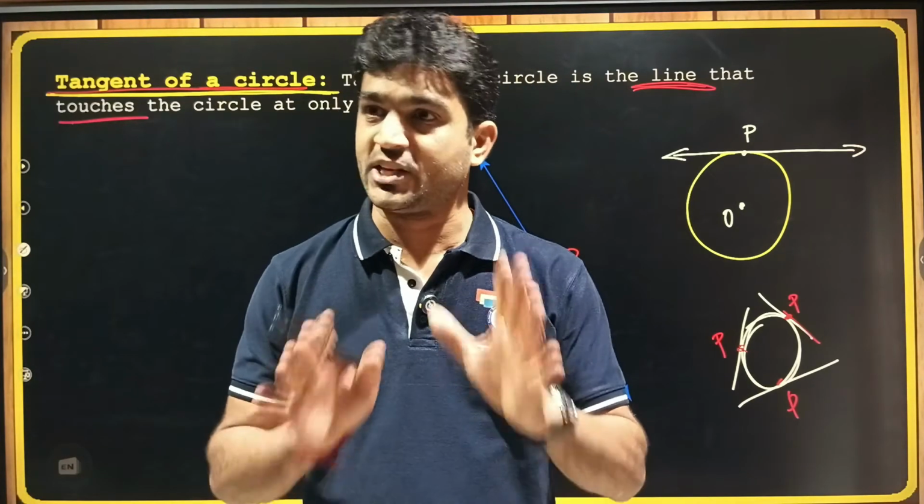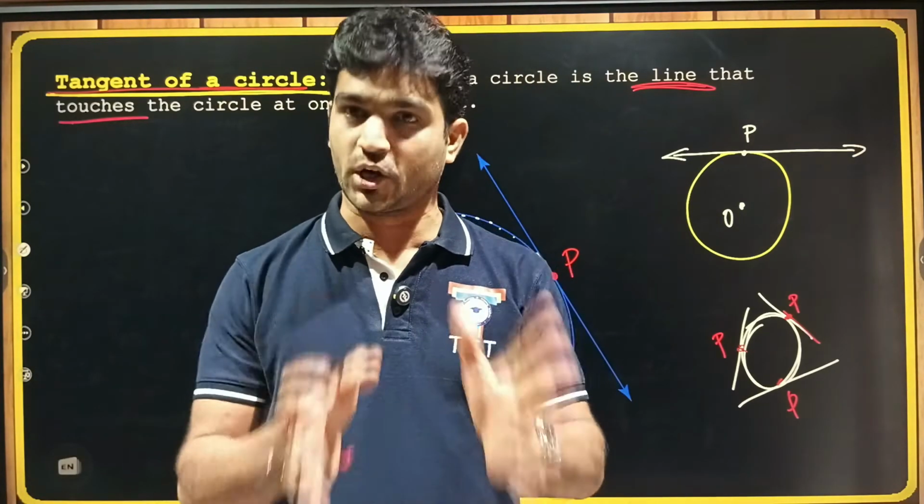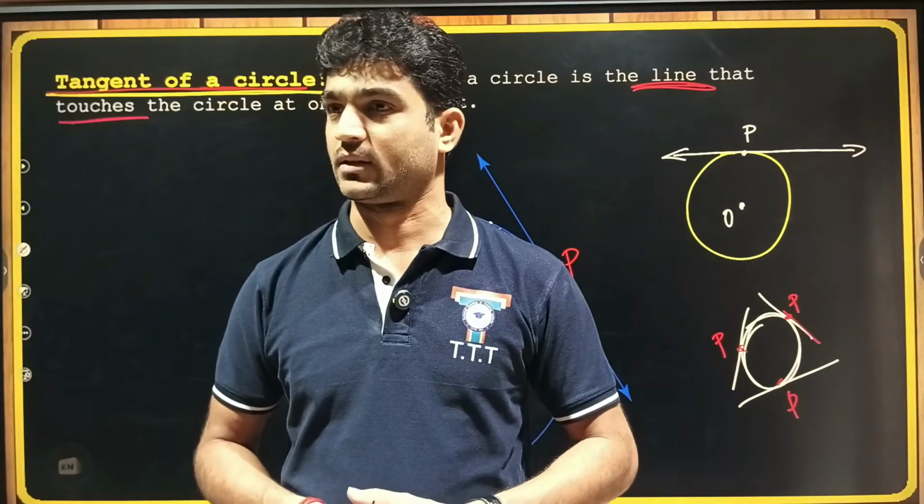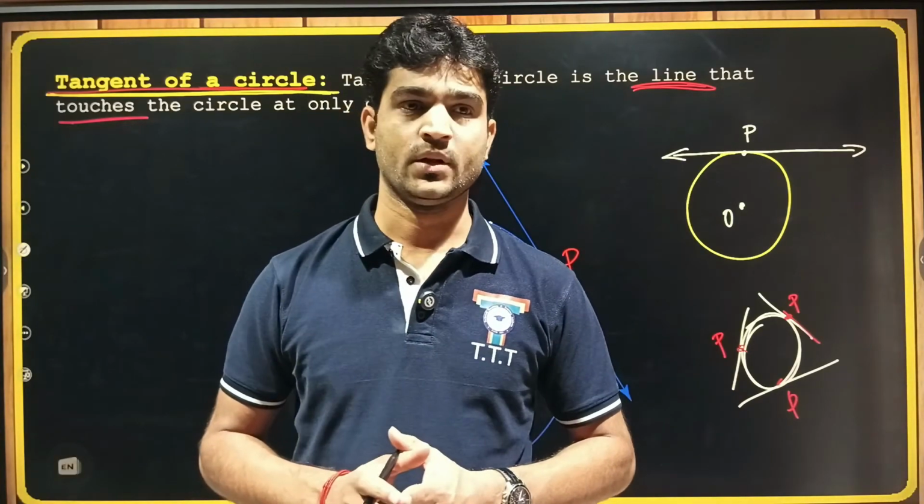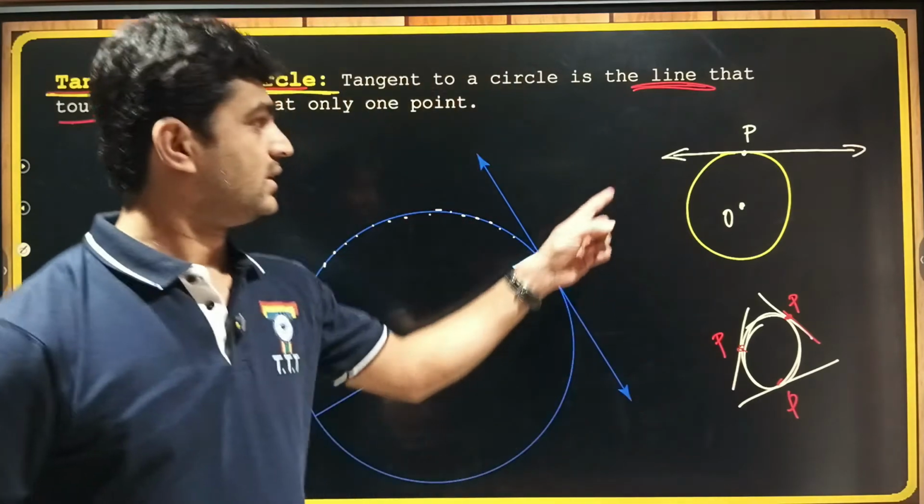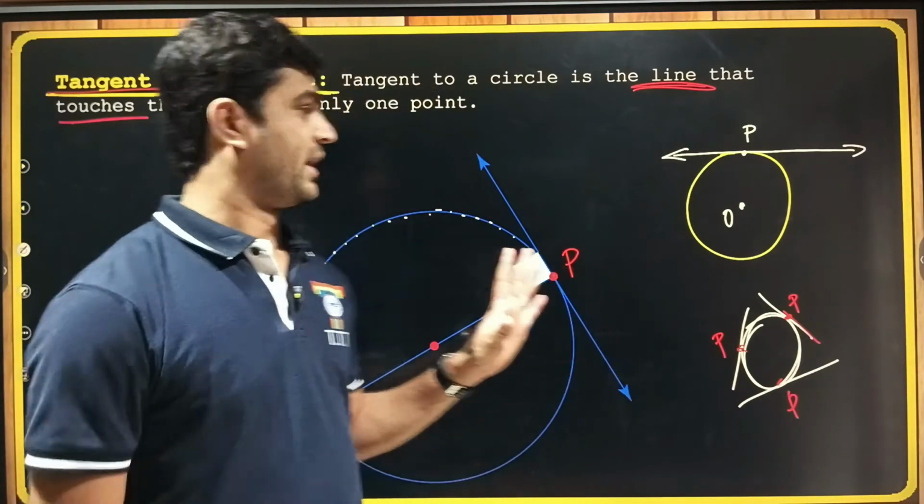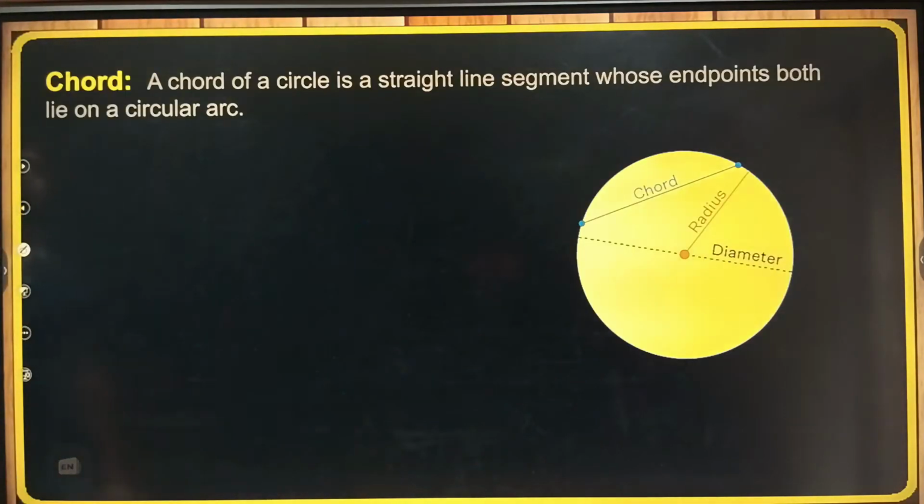That's very important. In this chapter, the point of contact on tangents is going to be very, very important if you want to analyze this chapter. So dear friends, keep this in your mind. The next definition is chord. So what do you mean by chord?